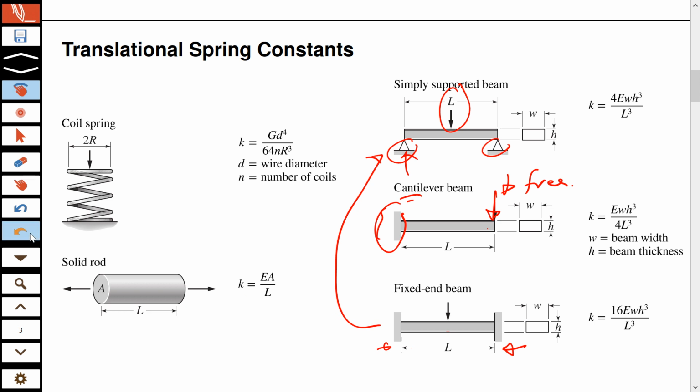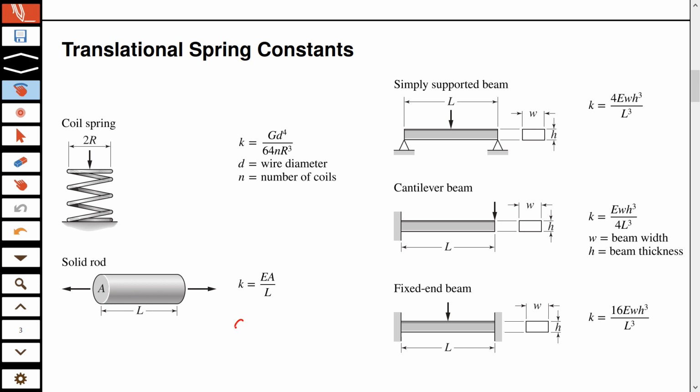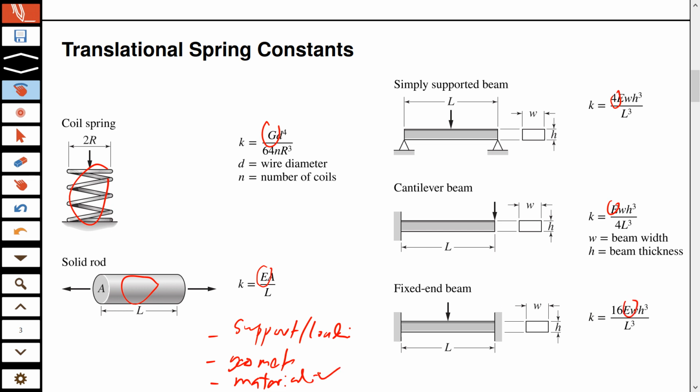So now we have understood the importance of support and loading as well as geometry, but we also need to know the material properties, what the object is made of: steel rod, wood, rubber, metal, steel or aluminum. That is why you see these constants, E, G, reflect the importance of materials. For every material you make the spring from, the spring constant will be different. So spring constant depends on three things: material properties, support and loading, and geometry.